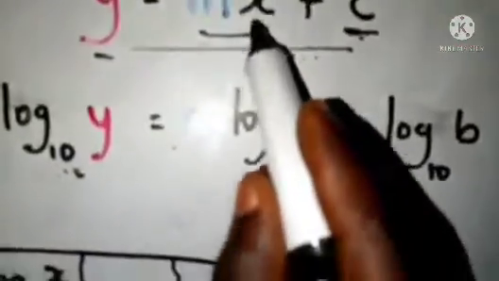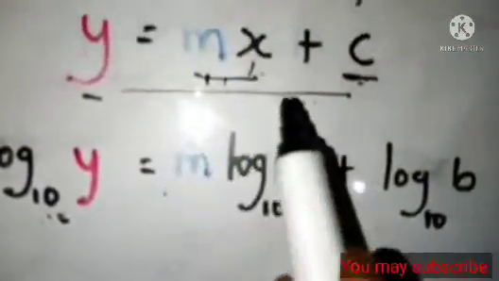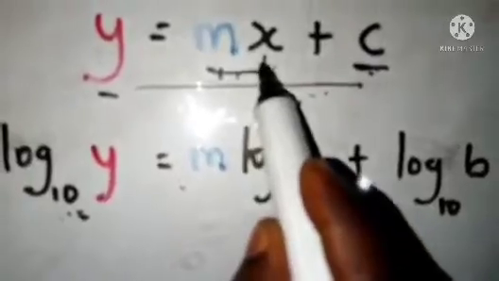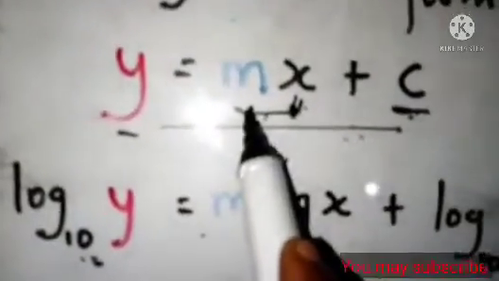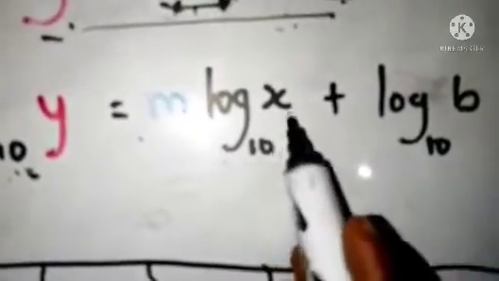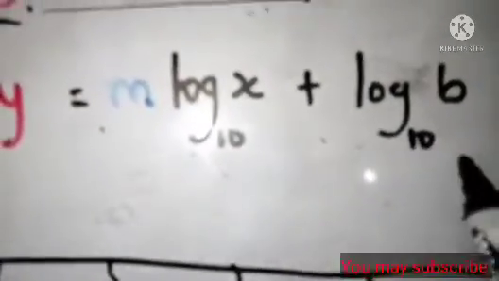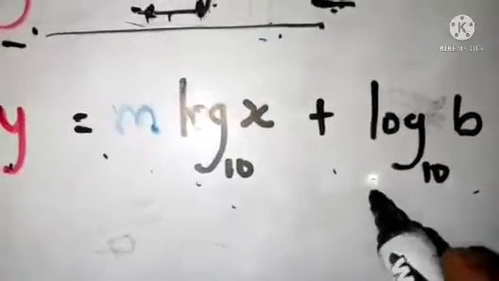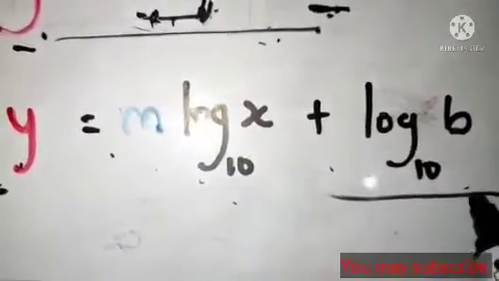Have you seen that the friend of x here is m? So you have to have something like that. Is that okay? The friend of x here is what? M here, and this one is alone, this one is also alone. So you're having m log x base 10 plus log of b. Is that okay? Just look at the whole log to be one person, right? The whole log is just one person here.